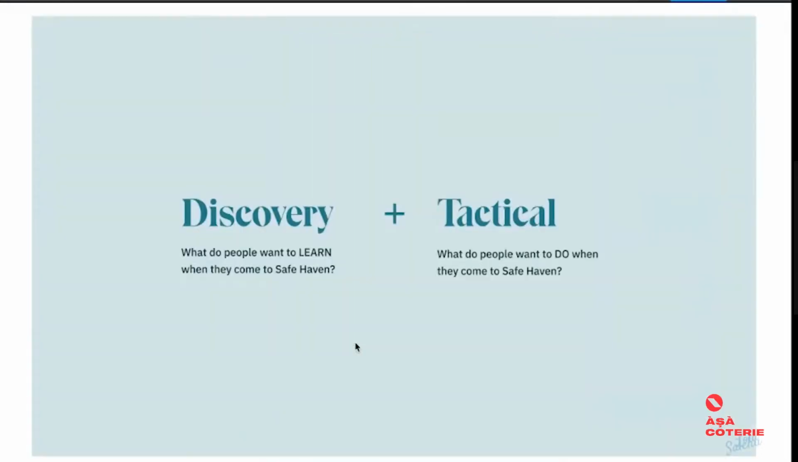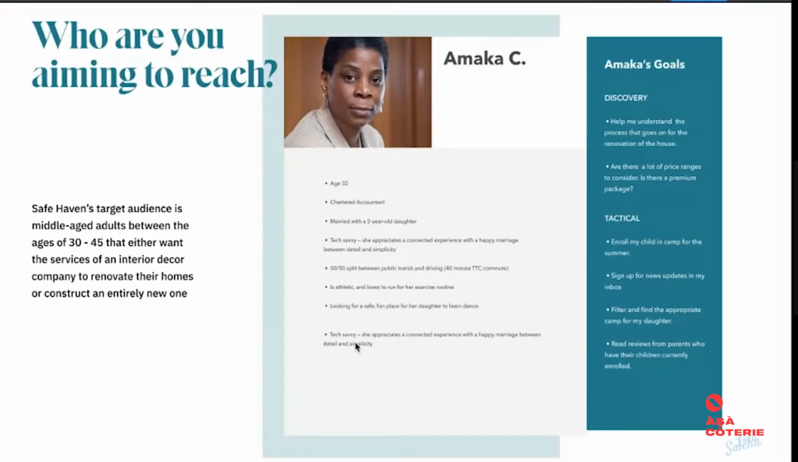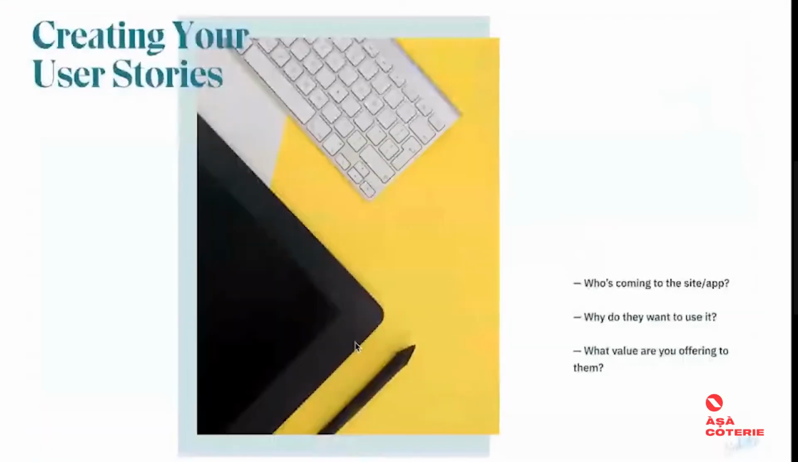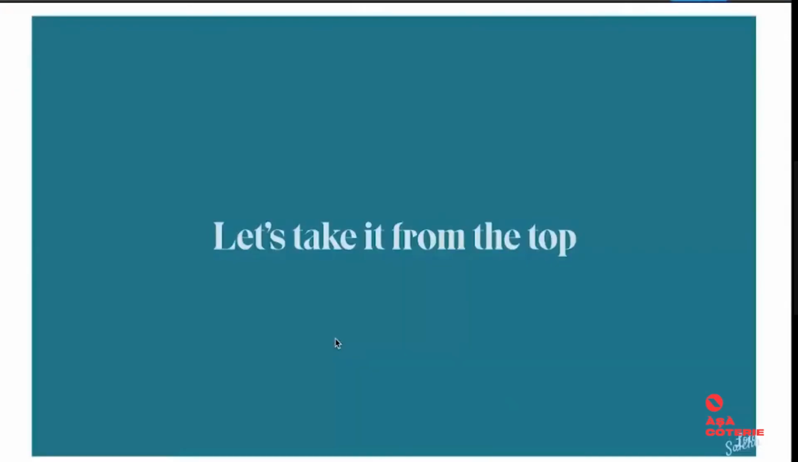But you know what? Let's switch it up a bit. Let's get more practical. Take it from the top. Say we're starting out fresh. Safe Haven is an interior design firm that wants to get more clients. Basically, when starting out, we want to consider who's coming to the site or app. Why do they want to use it? What value is Safe Haven offering to these people? Now, all of this might sound like jargon, like, who has time to be writing this rubbish? But the thing is that there's already a model for this.